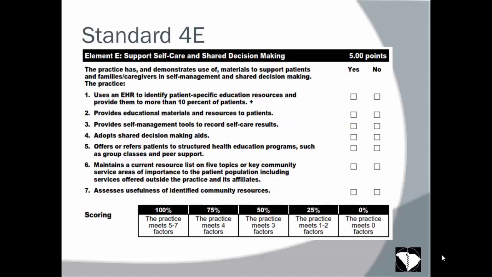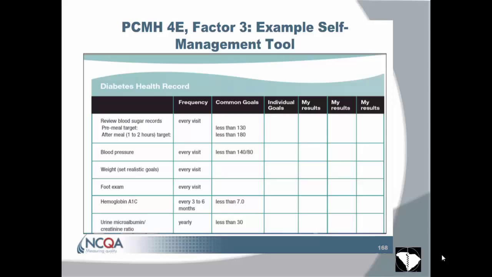And then numbers 6 and 7 are more about the community resources that you make available, and that's just having a list of at least 5 community resources that you use. This is not clinical. This is more like United Way or a food bank or transportation services. Dental care can also be included in there. I'll show you an example of one of those.